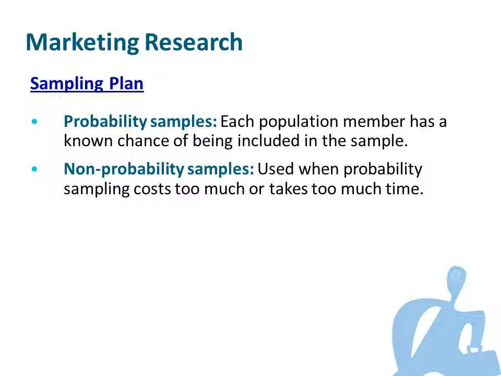There are two types of sampling plan. Number one, probability samples. Each population member has a known chance of being included in the sample. The second type, non-probability samples, is used when probability sampling costs too much or takes too much time.